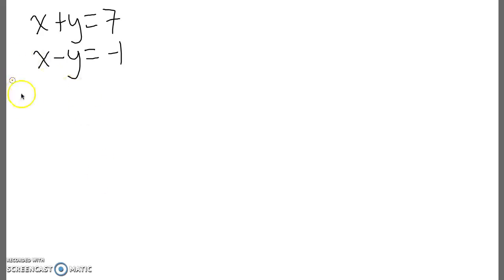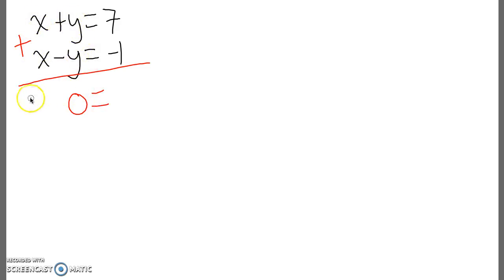Okay, so if we're looking at systems of equations that we can solve using elimination, we're going to start with some simple examples here. So I have the system x plus y equals 7 and x minus y equals negative 1. Notice that here's a positive y and a negative y. If I were to add these together, then I would get 0. And this is always our goal in elimination. We want to add together the equations so that one of the variables is eliminated or is canceled out.